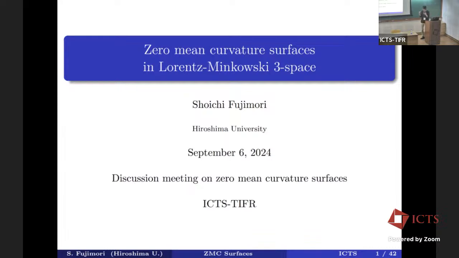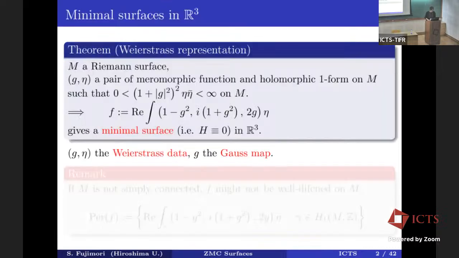first, I will show some examples of space-like maximal surfaces with fold singularities, then extend to time-like minimal surfaces. In such a way, we have zero mean curvature surfaces which have some parts space-like and some parts time-like, so mixed type zero mean curvature surfaces in Lorentz Minkowski space. But first, we again recall the theory of minimal surfaces in R3.